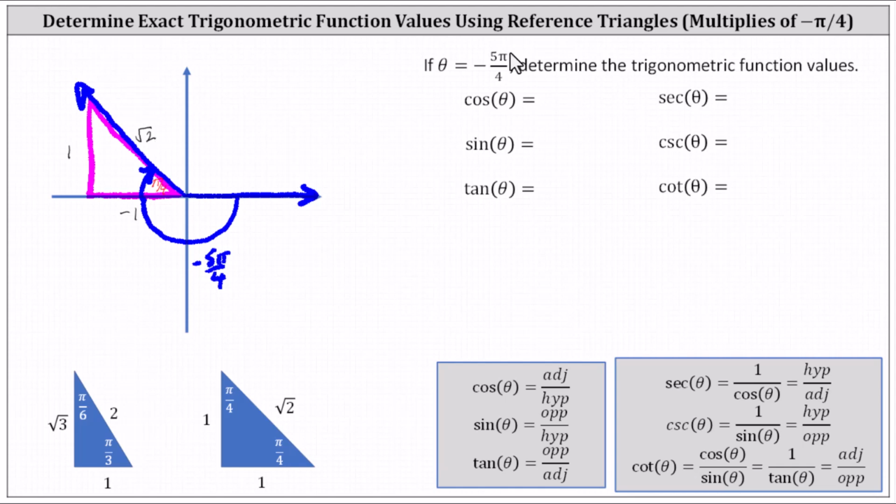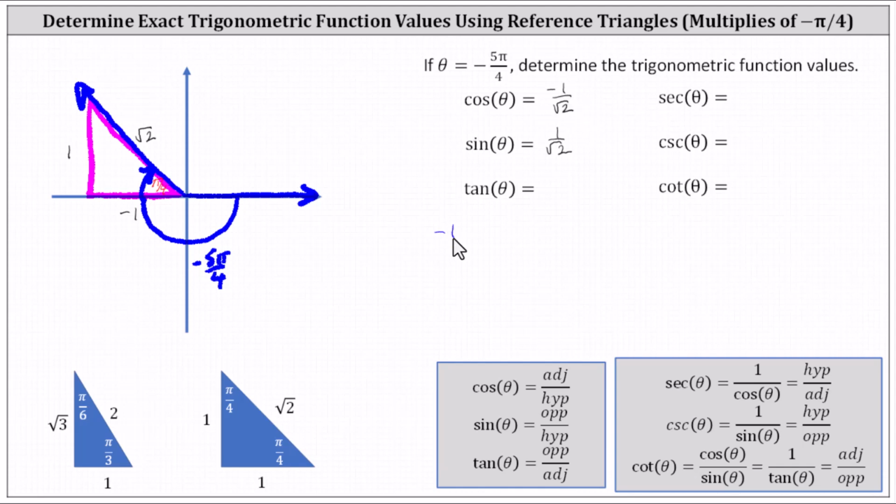Cosine -5 pi divided by 4 equals the ratio of the adjacent side to the hypotenuse, which is -1 divided by √2. We will rationalize the denominator here in just a moment. Sine -5 pi divided by 4 equals the ratio of the opposite side to the hypotenuse, which is 1 divided by √2. And now let's go ahead and rationalize the denominators.